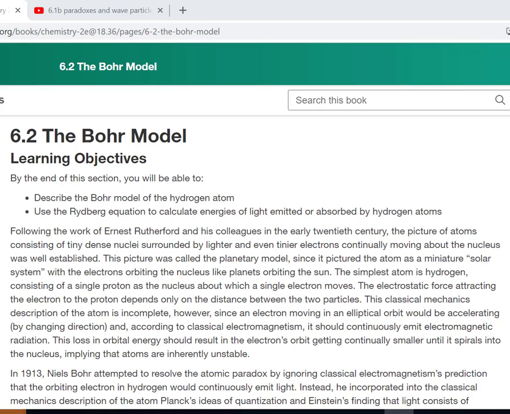Hello everyone. We are going to discuss section 6.2, the Bohr model. The learning objectives here are to describe the Bohr model of the hydrogen atom, and the second one is something that might show up on a homework question, but will not be a major part of a quiz or exam, which is using the Rydberg equation to calculate energies.